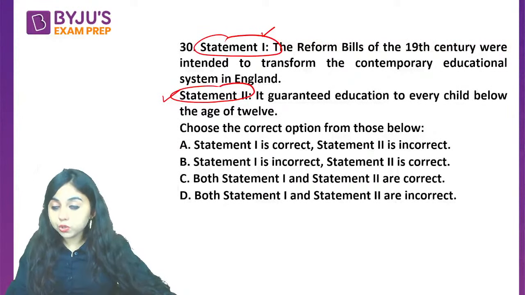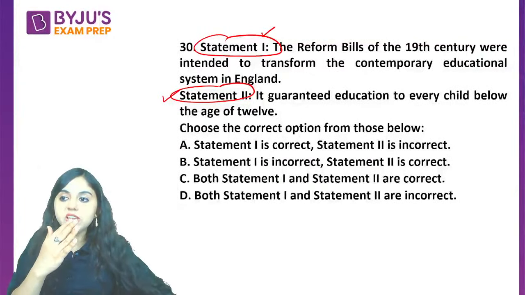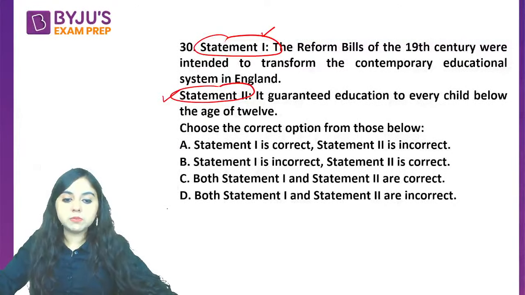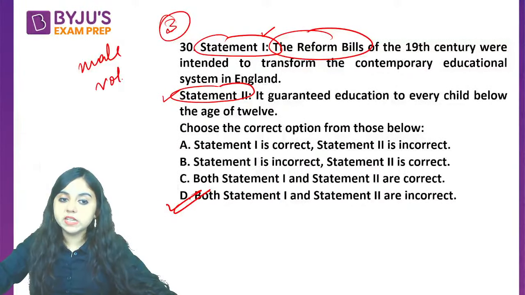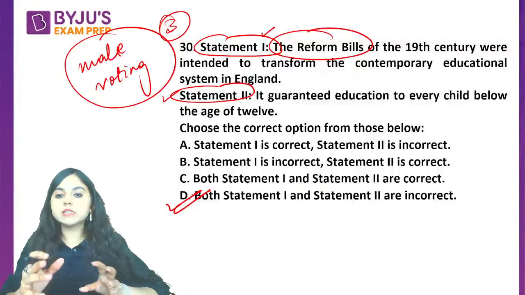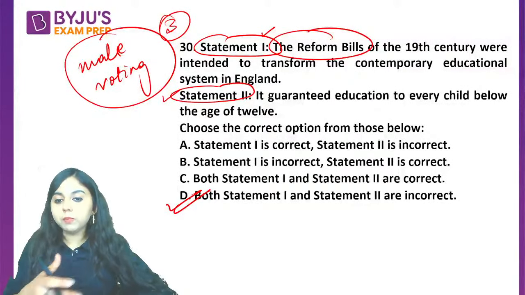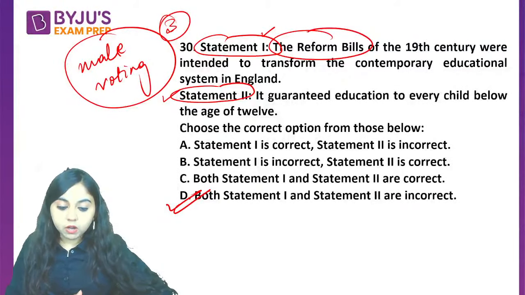That is also not correct, because the reform bills were not giving any educational rights. It was just giving enfranchisement rights. So both statement 1 and statement 2 are incorrect, because that was not the purpose of the reform bills. The three reform bills wanted to give male enfranchisement, male voting rights. They were extending male voting rights. It was the age of reform because male citizens were getting the voting rights. The three reform bills that were coming in wanted to give electoral rights altogether. We'll pause over here.